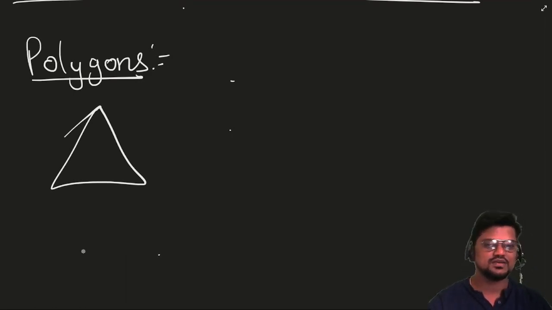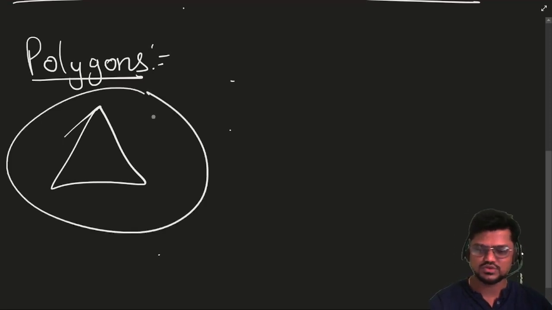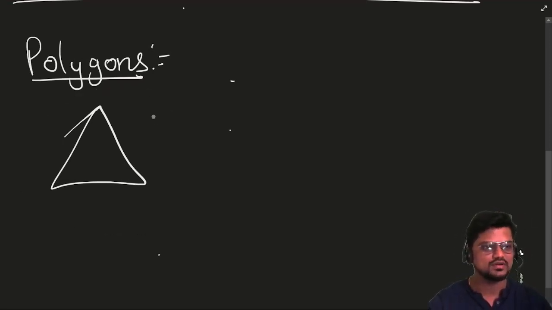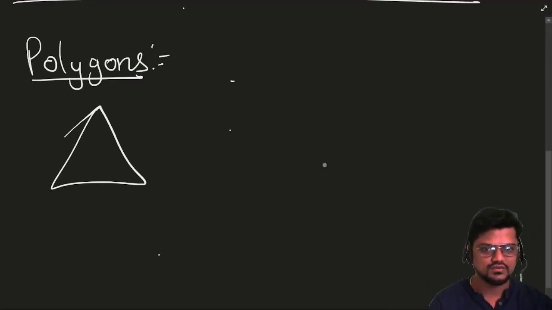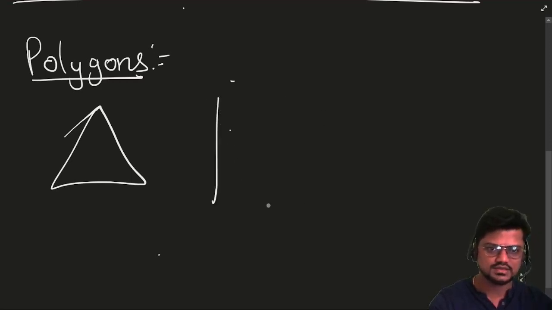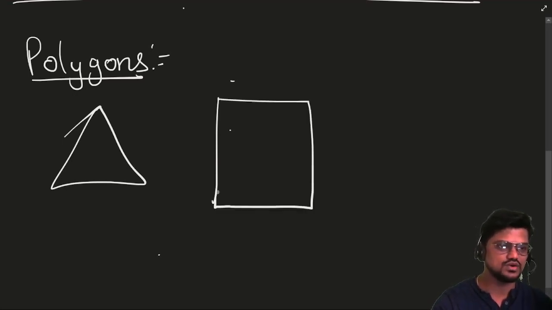If someone says this is a polygon, you should not say it is false. It is a polygon. Okay? The sub-characteristic of that is it is a triangle. If I draw like this and say this is a polygon, then what will you say? Is it true or false? True. It is also true.